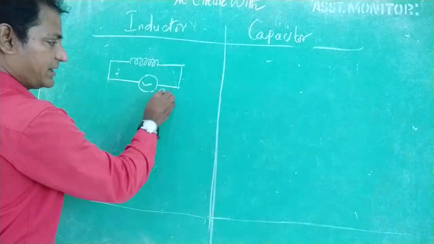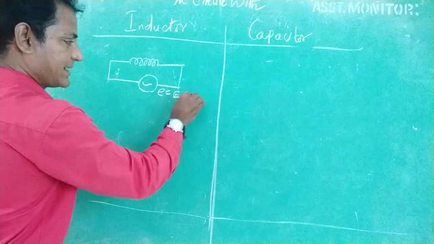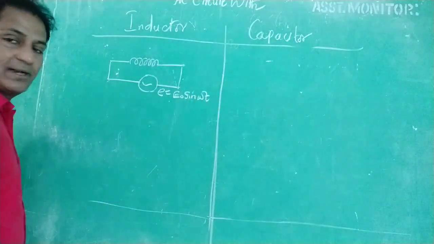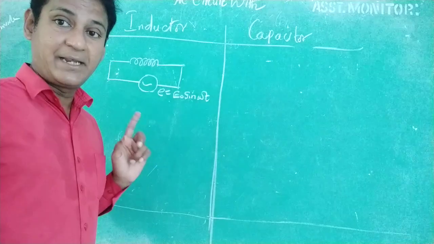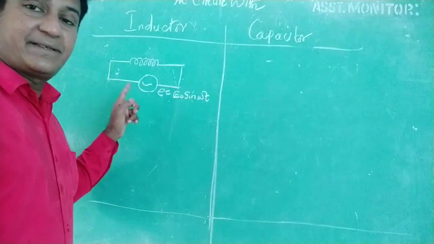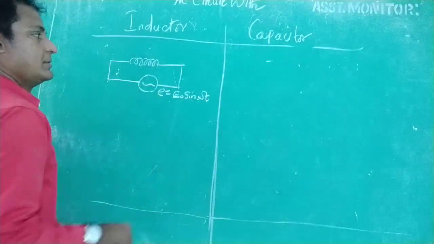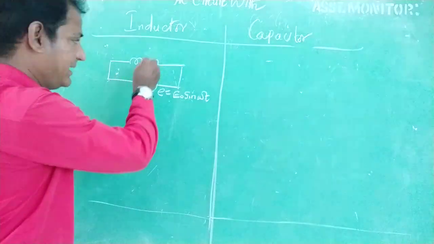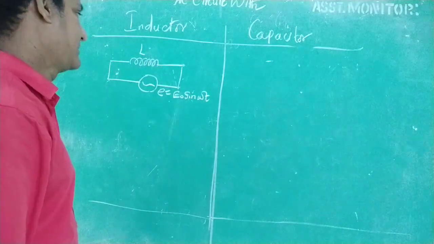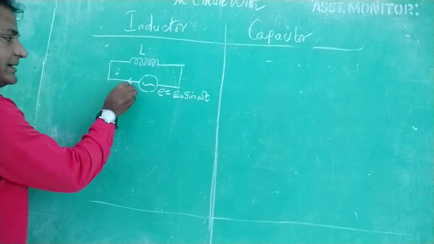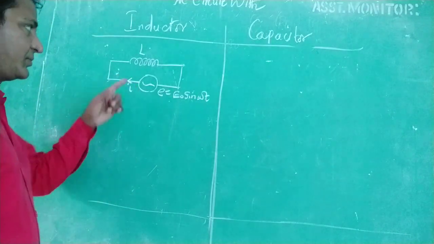small e is equal to E naught sine omega t. It is called an instantaneous EMF or alternating EMF of this AC source. And this is an inductor coil whose inductance is capital L, right? Now, a current I passes through.